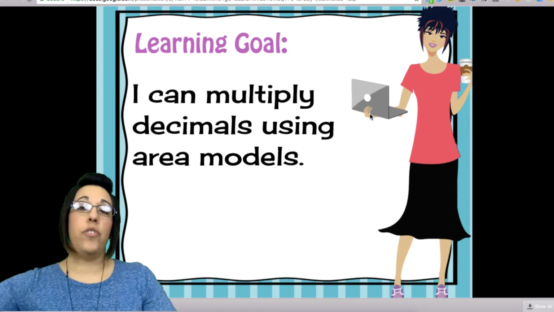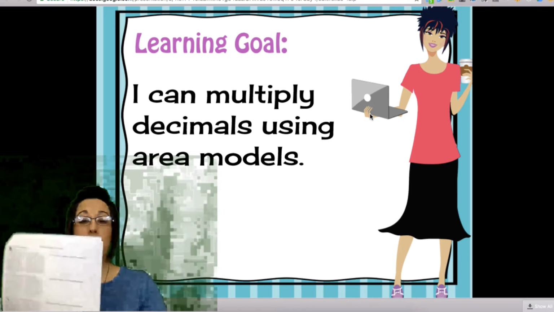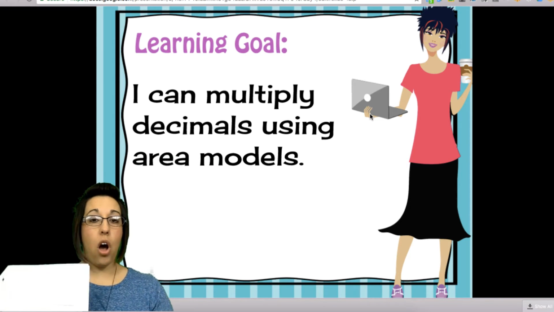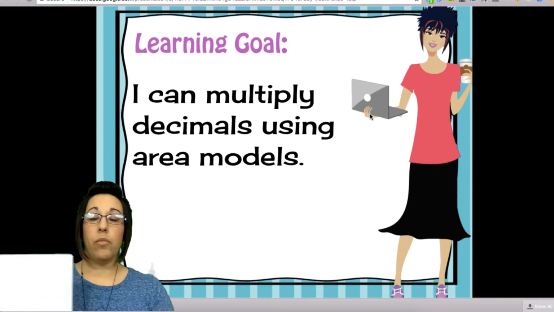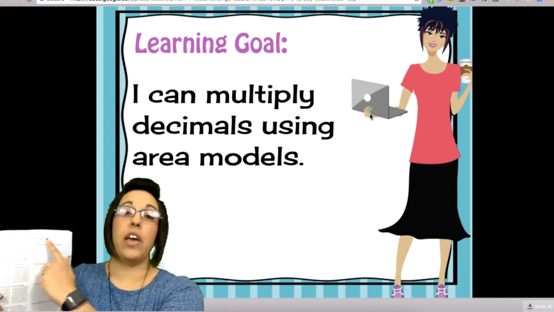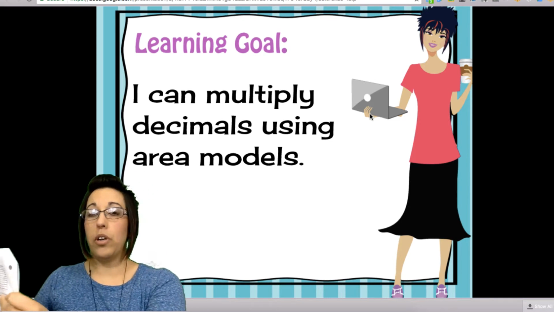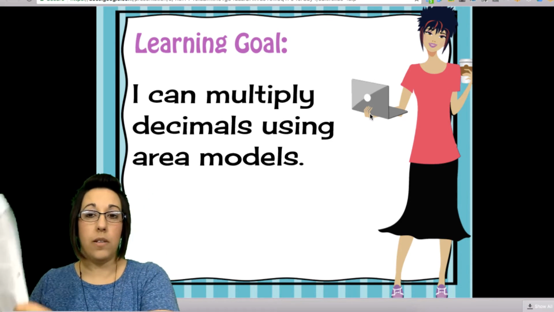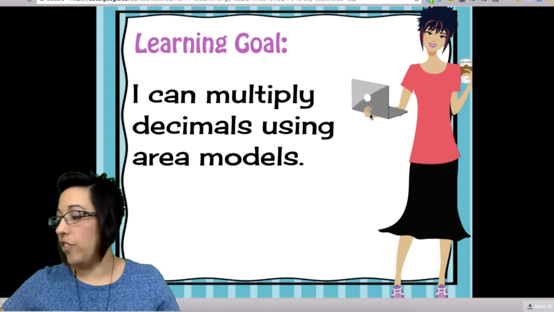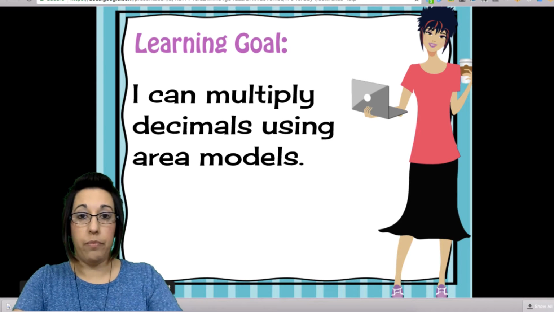We are working today with multiplying decimals using area models. In front of you, you will need your packet that we've been using in class to work on multiplying decimals. You are going to the page that says multiplying with area models at the top. You will be working problems in this packet with me during the video today, so please make sure that you have it out in front of you ready to go.